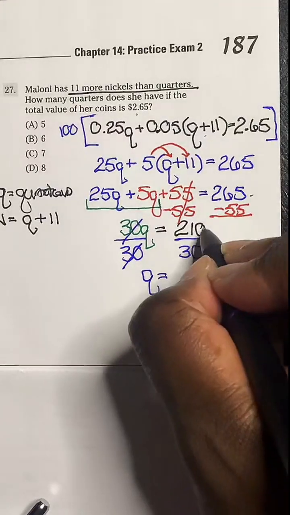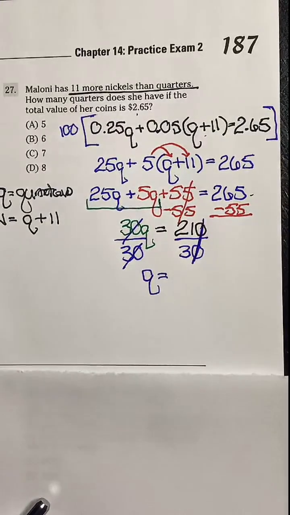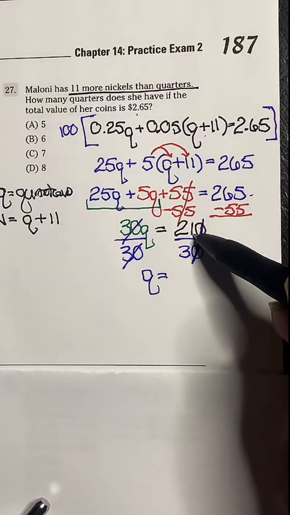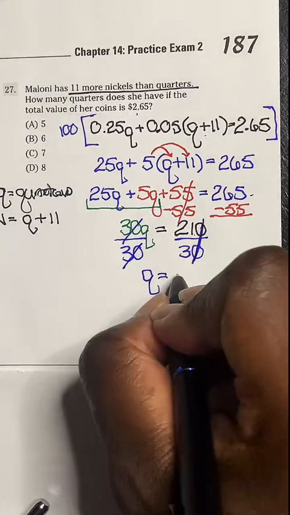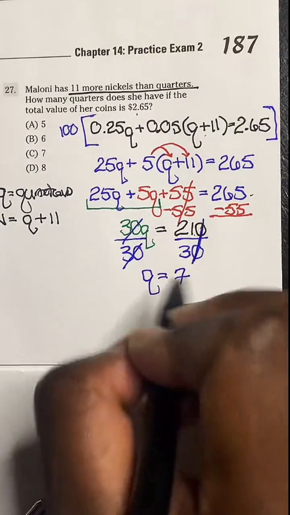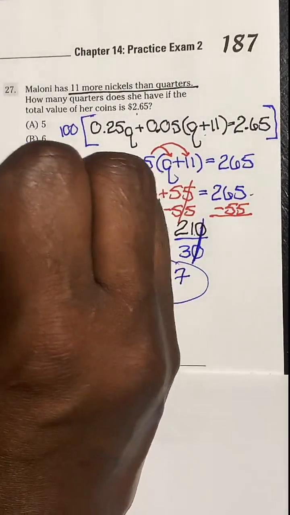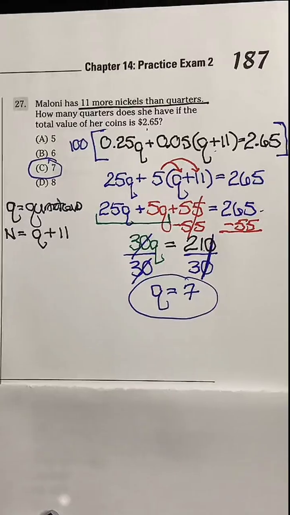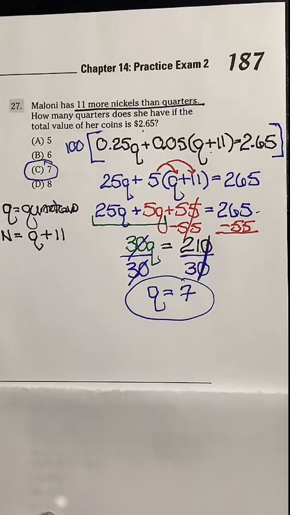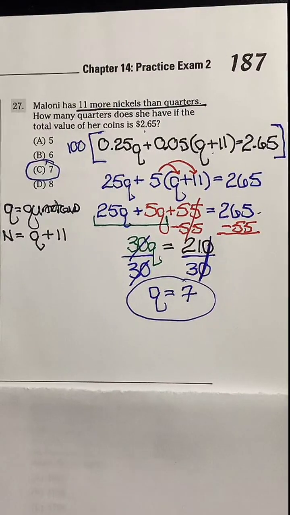210 divided by 30, they both end in zeros, so I can cancel those zeros out. So now all I really have is 21 divided by 3. That gives me 7. So we're looking at 7 quarters, which is option C. Yep, so my answer is 7.